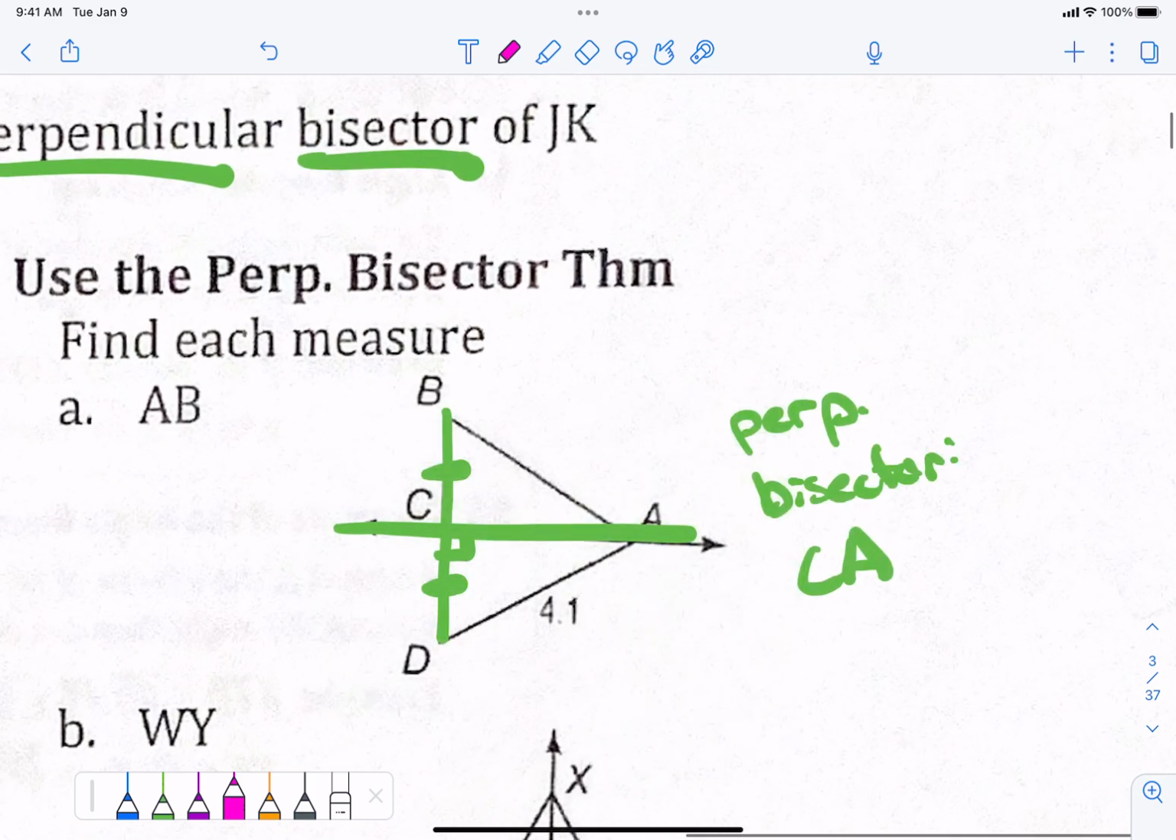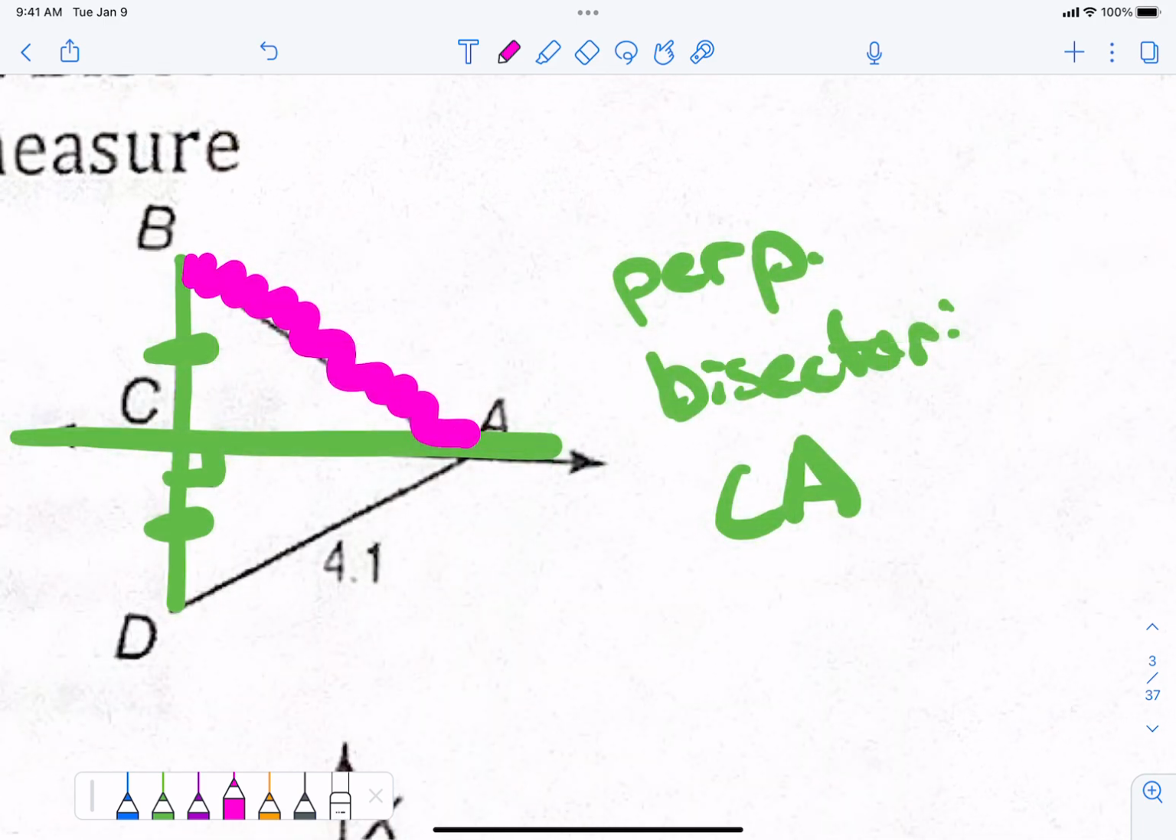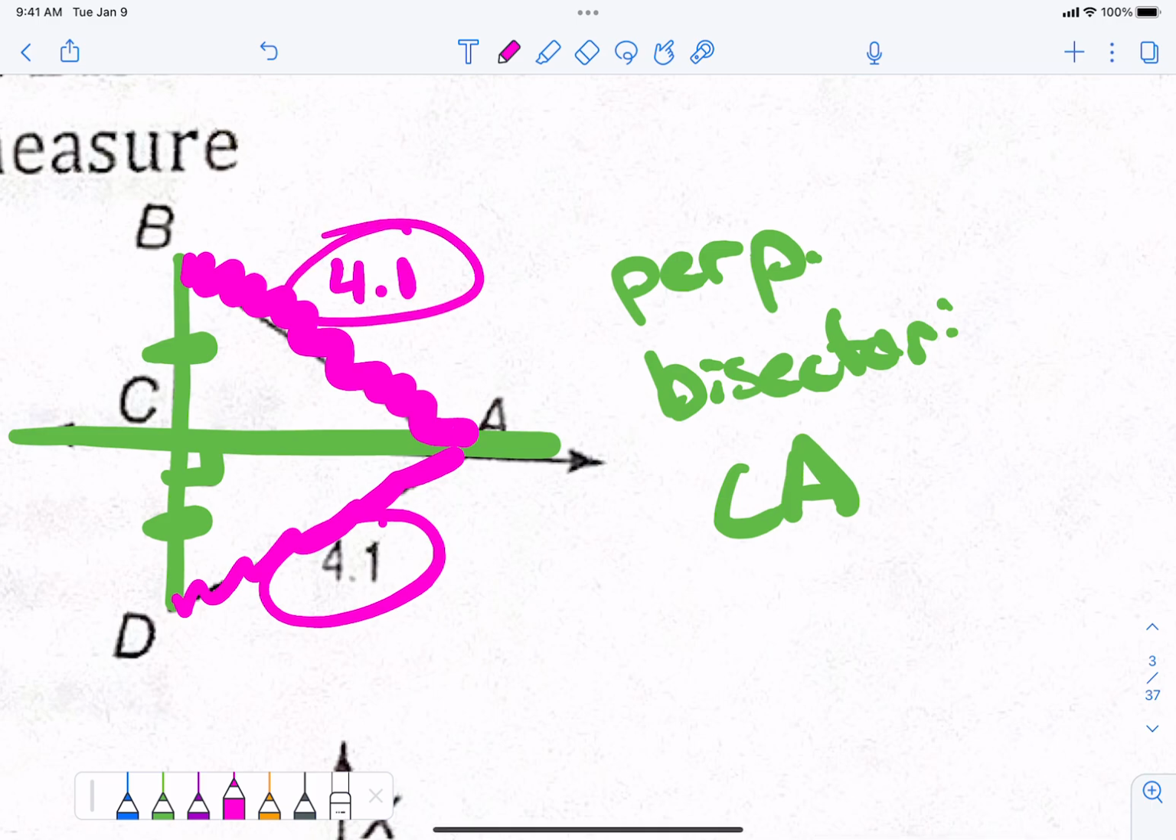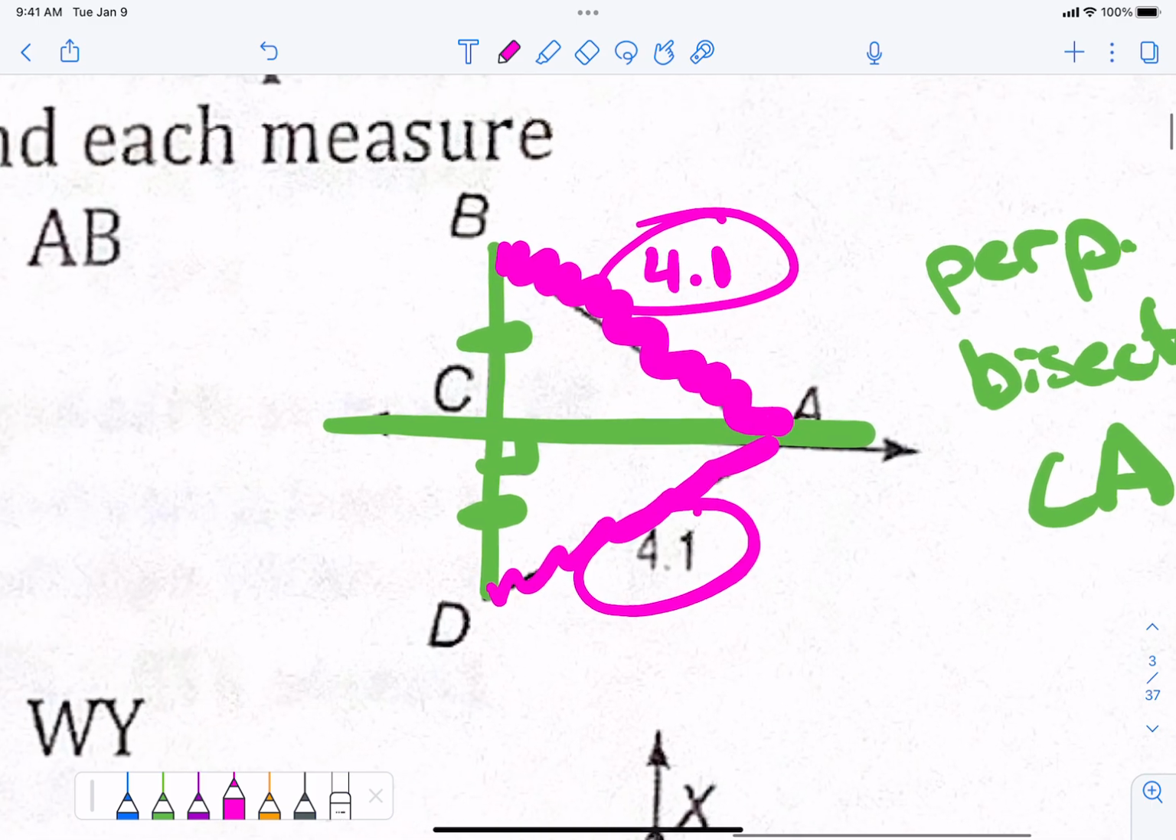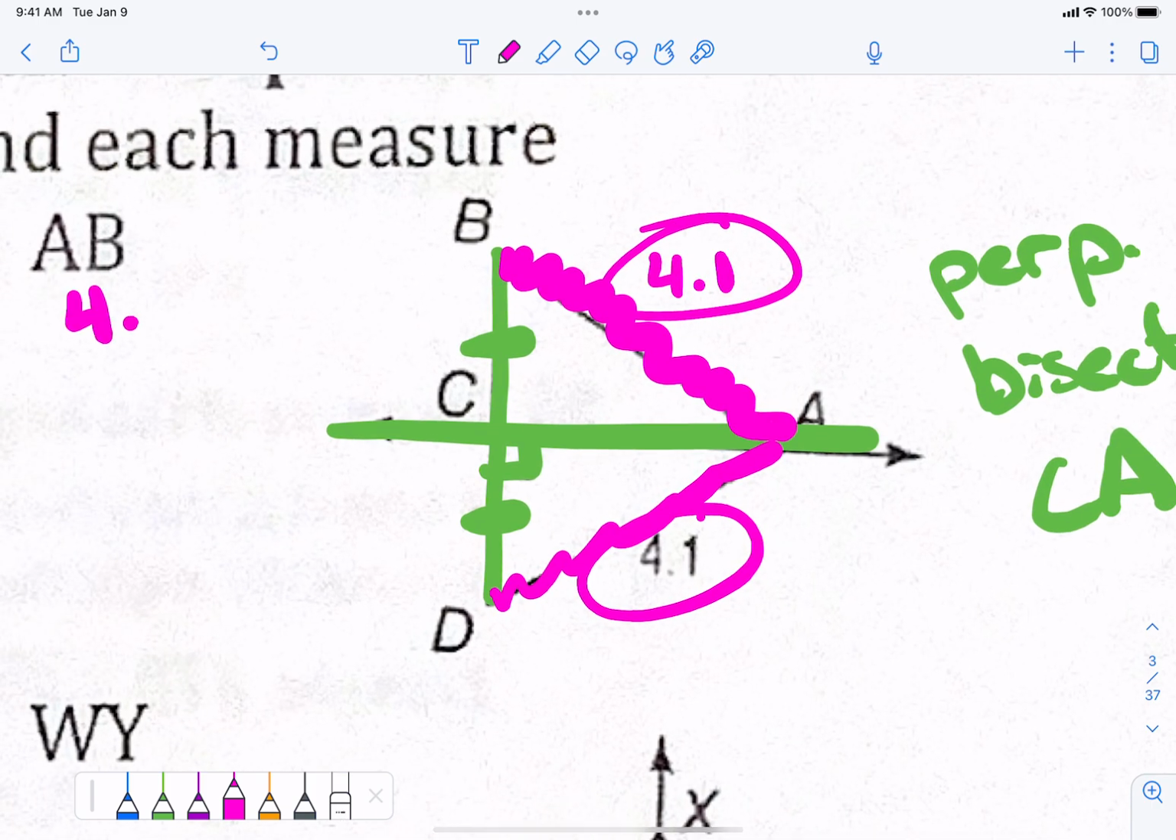They want us to find the measure of AB. Is it 4.1? Yes, I believe so. Because it's splitting it in half and it's creating the top the same as the bottom. If the bottom's labeled 4.1, we can assume the top one is also, okay? So 4.1 is the answer to AB. Got it? This is not terribly difficult.